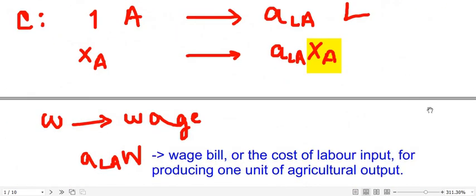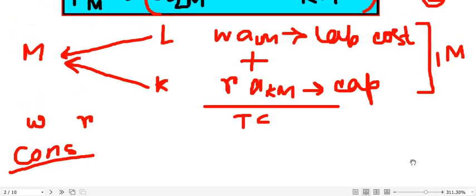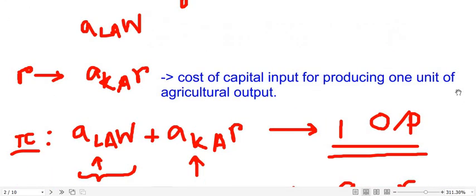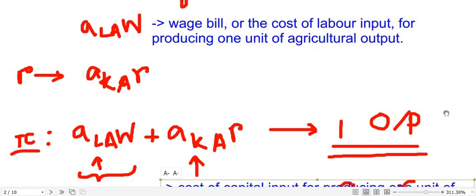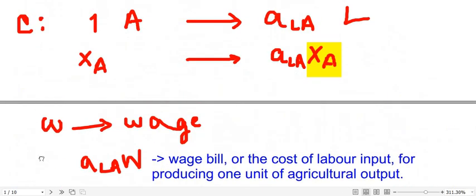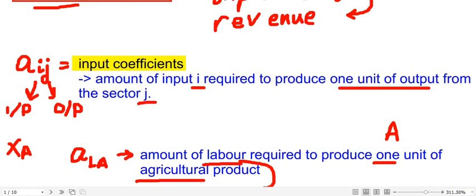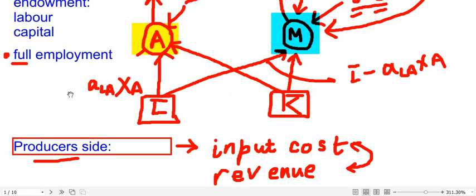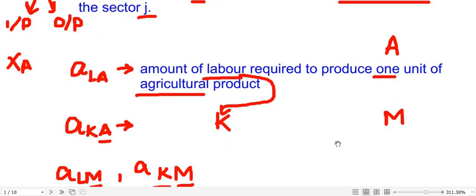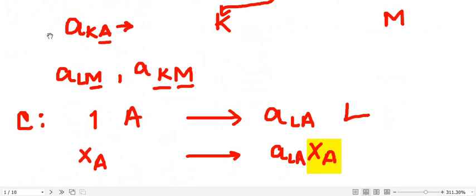Now let us go to the consumer side. If I go to the consumer side, essentially I will be dealing with the full employment assumption. So now I am considering the consumer side. Let me just write that down. In short, this is the consumer side. Now, as you can recall, the total amount of labor that was sent to the agricultural unit was ALAXA. Remember, as I had mentioned, ALA is the amount of labor required to produce 1 unit of agricultural output.